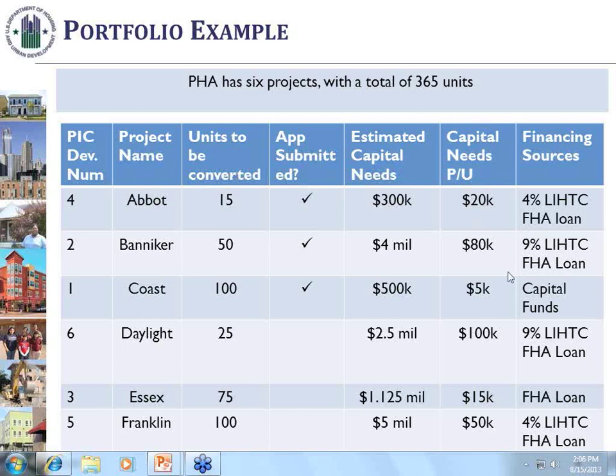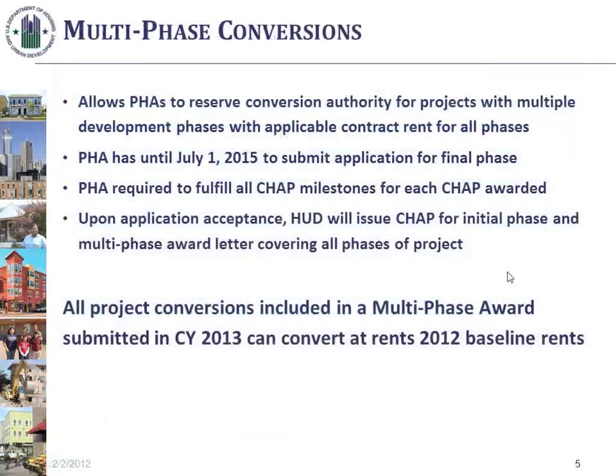So let's go to the next concept, which is the multi-phase conversions. And this is similar to portfolio, except it's on a project level. And it's an acknowledgement that there's a lot of public housing that's going to take several years to build out and to raise the type of capital you might need. You may have a large downtown family site that is simply impractical to get the tax credits that you might need in one allocation. You might need several years.